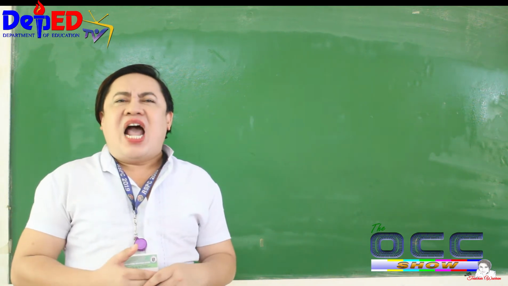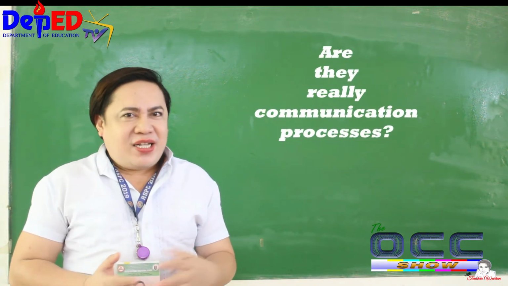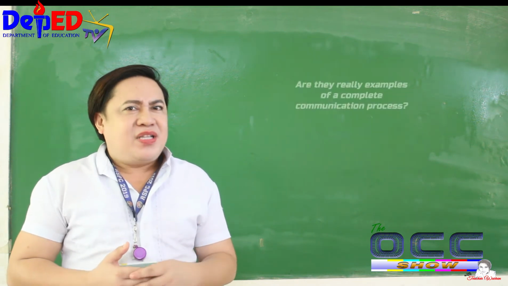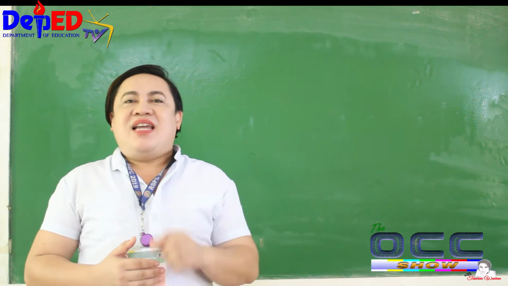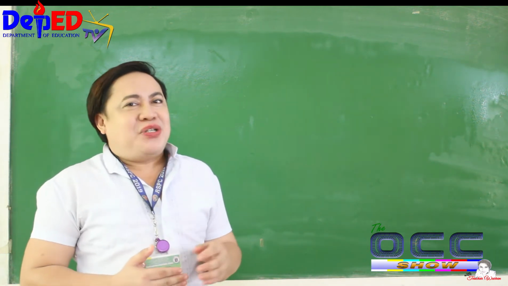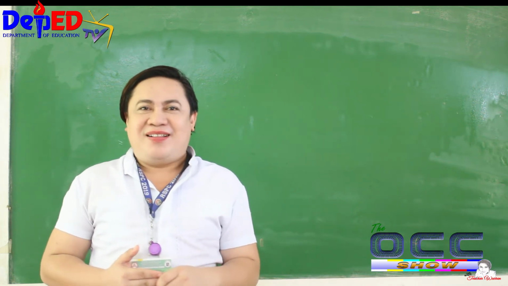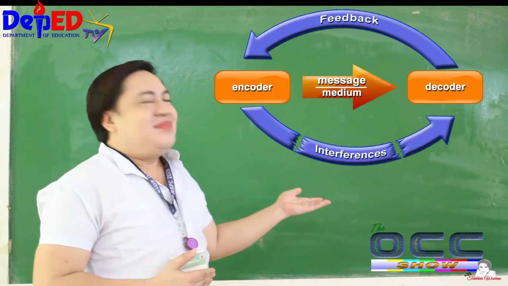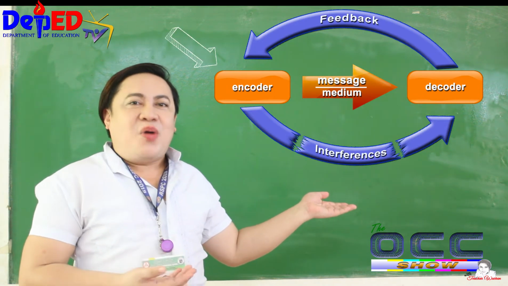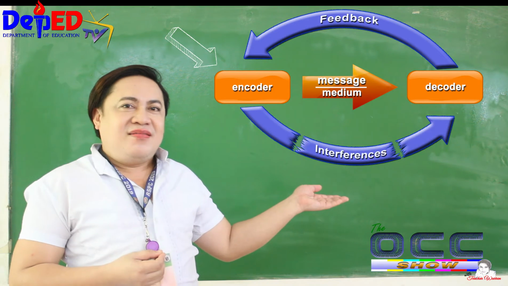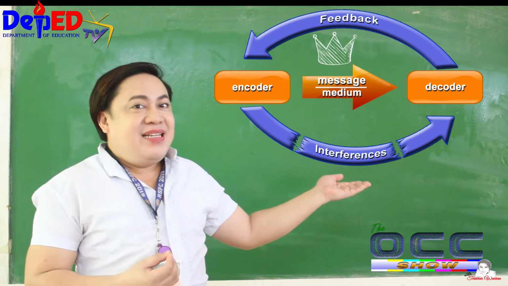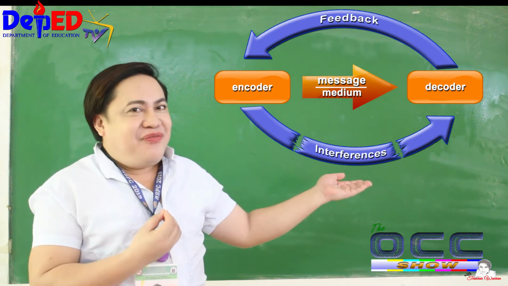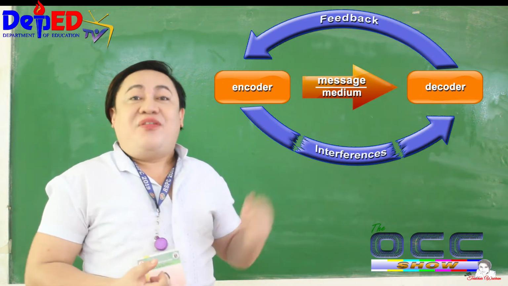Now let's validate. Are they really communication processes? Are they really examples of a complete communication process? That's our challenge for today. Let's validate by getting to know the communication process as inspired by the Shannon and Weaver model. It starts with the encoder, or the encoding element. It's the source of the message. And then the next element, of course, is the message. And that message will be carried out and given life by what we call channels, or the media of communication.